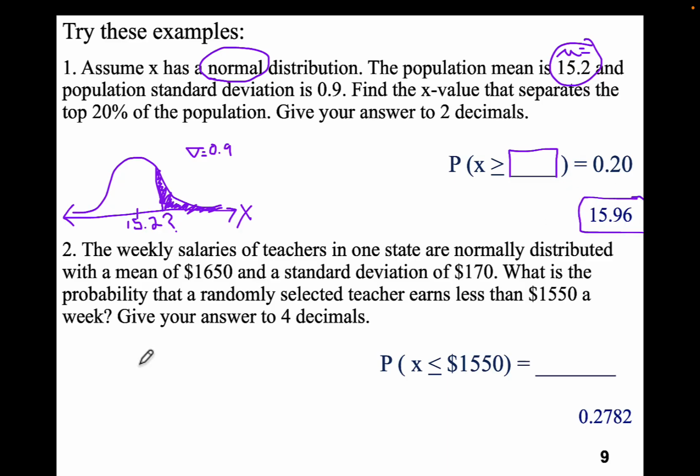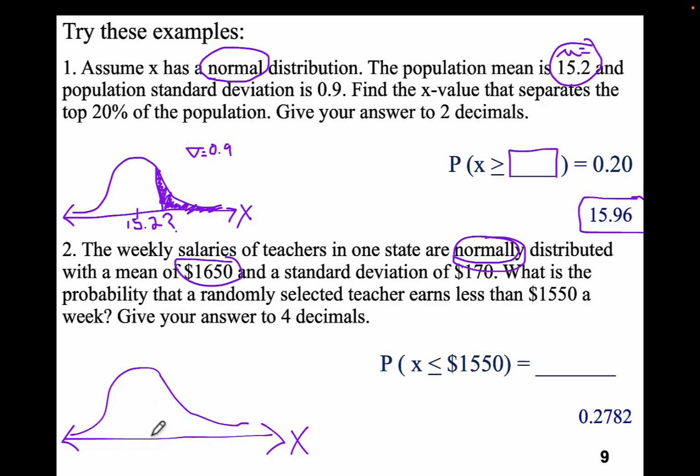This one here, weekly salaries of teachers in one state are normally distributed. That word right there, you guys, normally distributed. Normal. That's my signal to draw a bell-shaped curve. I'm either going to put z or x. This is giving me actual values, not z-scores, so I put an x. Mean, that's mu. This goes in the middle. Mean, mu, middle, 1650. Standard deviation, 170. This is in dollars.